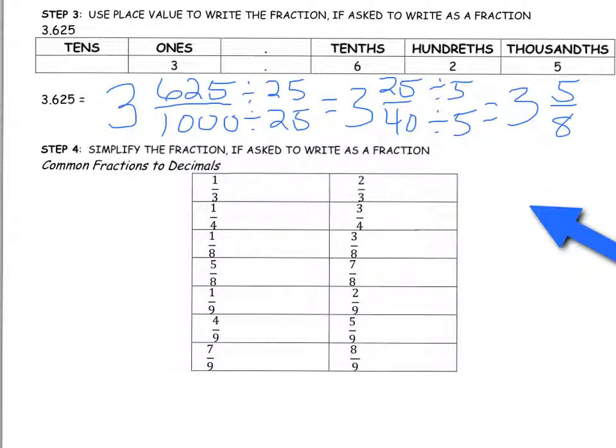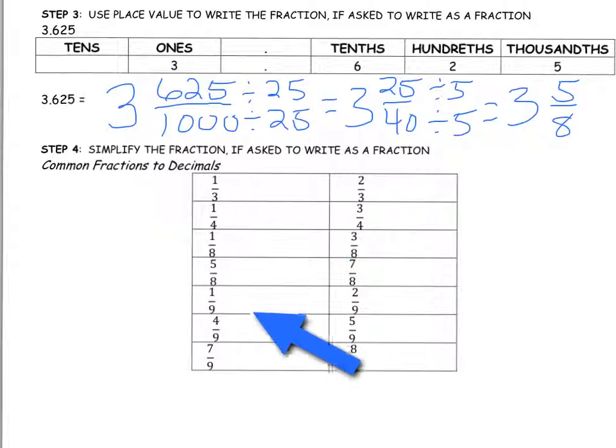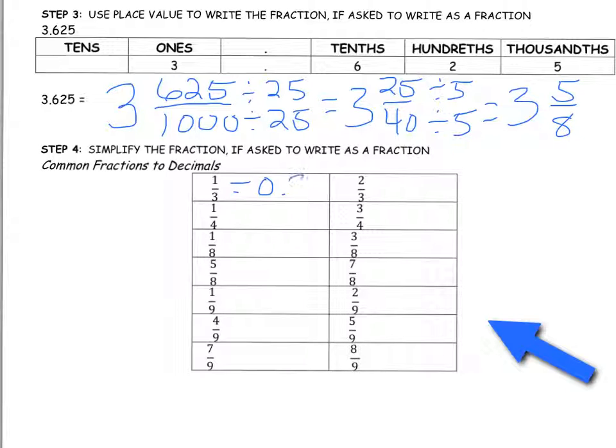Now, a really great thing to be able to do is to memorize some common fractions, and then that way when you see the decimal equivalent, you don't have to go through the simplification process. So for example, 1/3 would be 0.3 repeating. 2/3 is 0.6 repeating. So see if you can get the decimal equivalents.